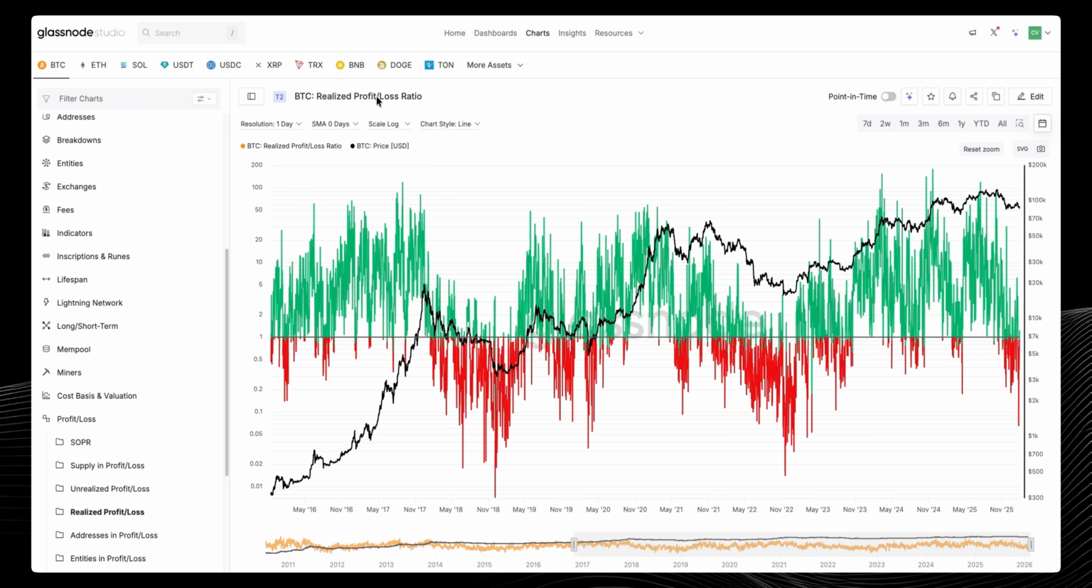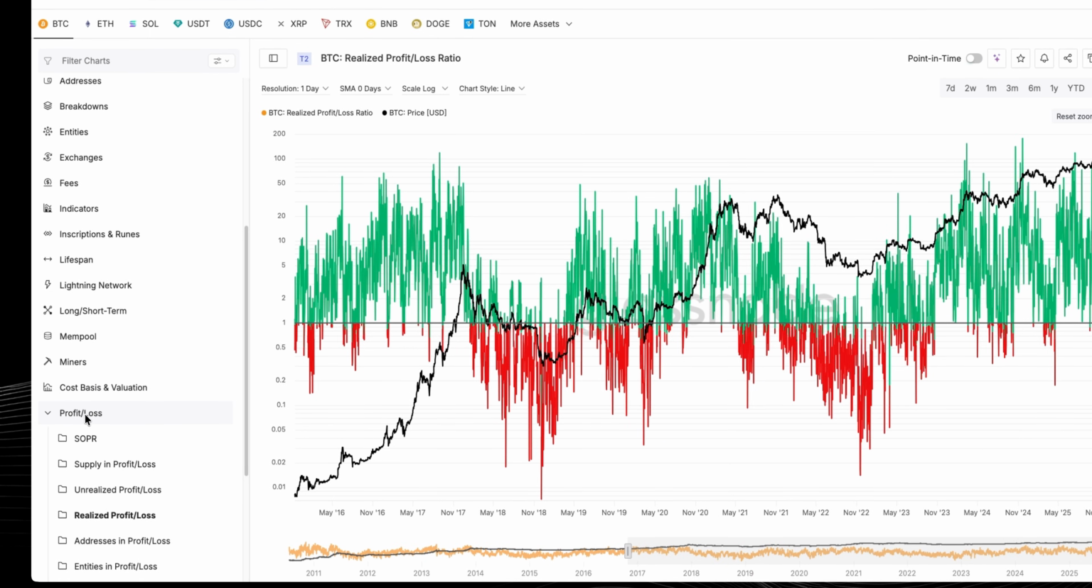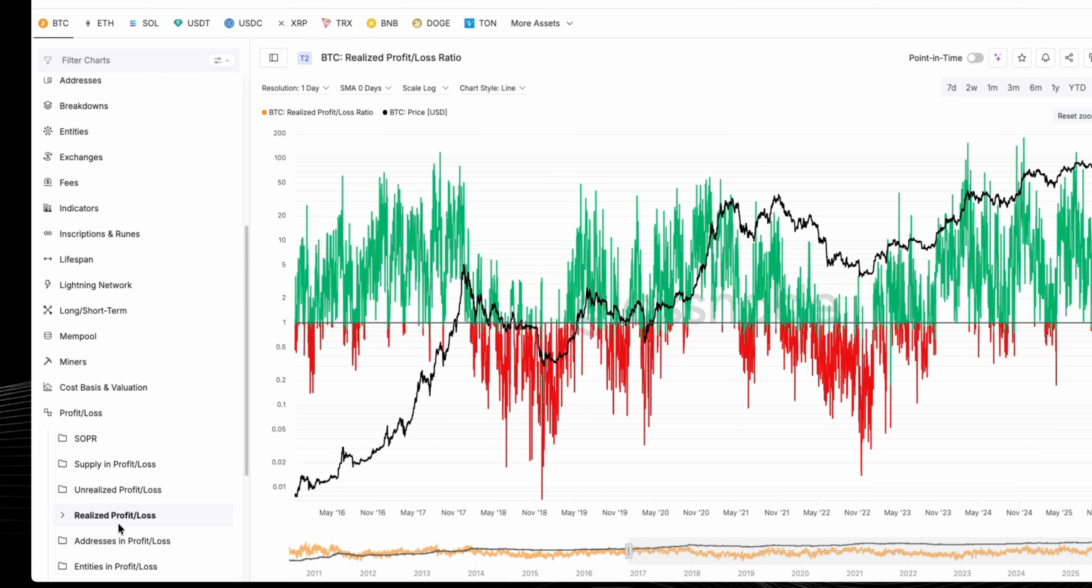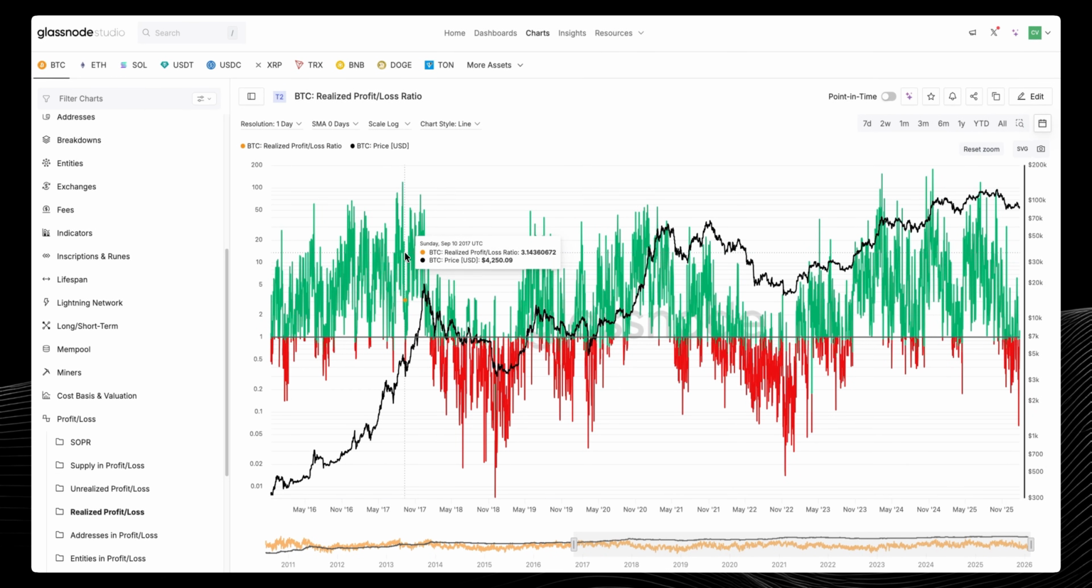Today we are diving into a powerful tool that can help us gauge the market momentum and liquidity. This metric is called the realized profit and loss ratio. You can find it under the profit and loss tab, realized profit and loss. This metric measures the ratio between the amount of realized profit in dollars divided by the amount of loss realized in the market. As you can see, this metric is very noisy.